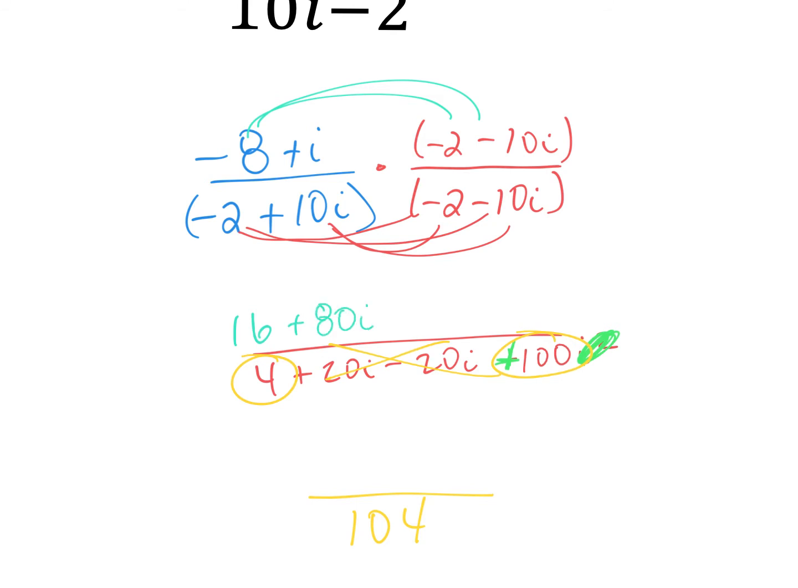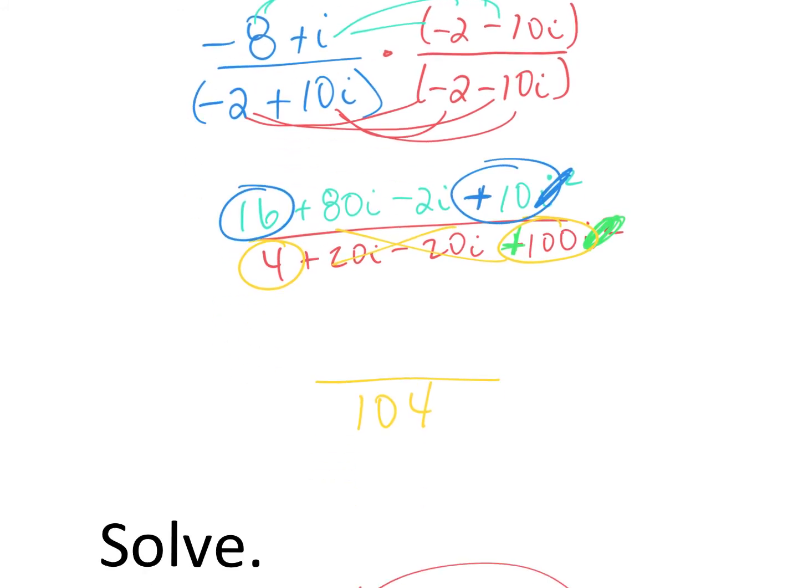Plus 80i. Okay. What's i times negative 2? Negative 2i. And then what's i times negative 10i? Negative 10i squared. Guys, as soon as you see that i squared, what do you do? Cross it off and change that sign in front. So real stays with real. What's 16 plus 10? 26.